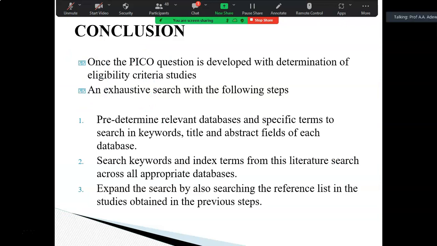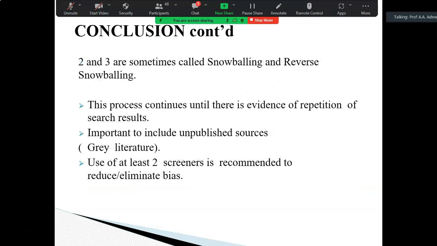In conclusion, once the PICO question is developed with determination of eligibility criteria, an exhaustive search follows with these steps: predetermine relevant databases and search keywords, and expand the search by also searching the reference lists of the studies obtained in the previous steps. Okay, next slide.